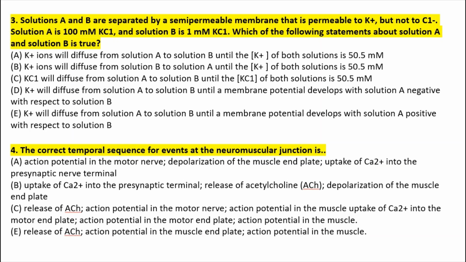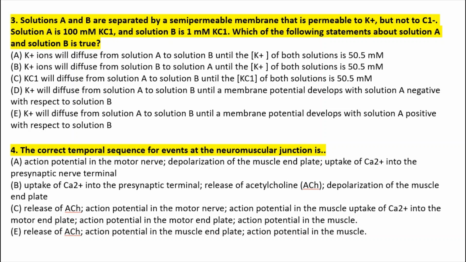Let's move on. Number 3, solutions A and B are separated by a semi-permeable membrane that is permeable to potassium but not to chloride. Solution A is 100 millimolar calcium chloride and solution B is 1 millimolar potassium chloride rather. Which of the following statements about solution A and solution B is true?